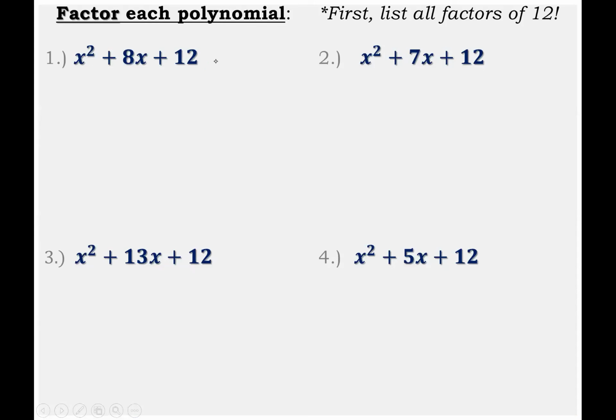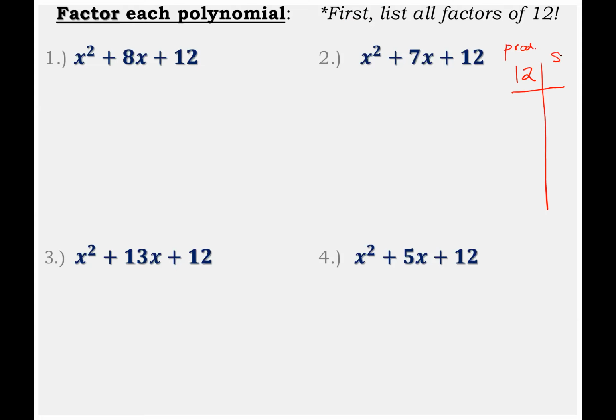All of these problems, just to keep things a little bit simpler, involve 12. 12 has more than one pair of factors, so we're just going to go off of one list here. I did write a little note here. First, list all factors of 12. So I'll make that little chart that I did before. That's my product.